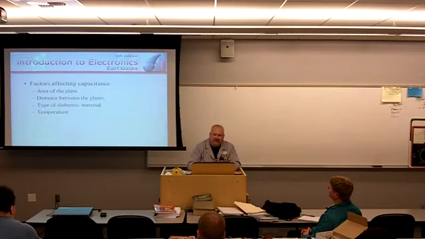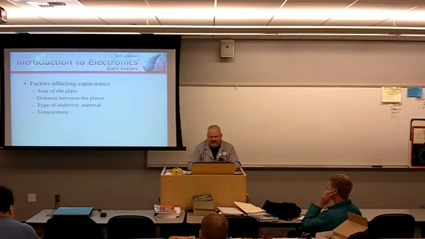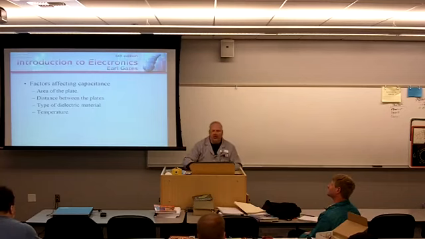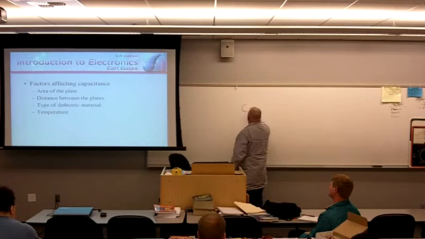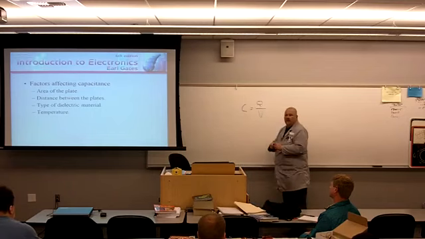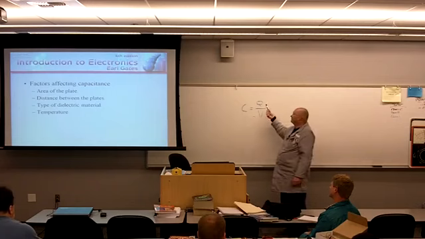Factors affecting capacitance. This is kind of important to understand. If you understand these, the math makes a lot of sense. The area of the plates: the bigger the area, well, actually, let me put that formula up on the board. C equals Q over V. Remember that? Capacitance measured in farads is equal to coulombs per volt. One coulomb brought to one volt equals one farad.